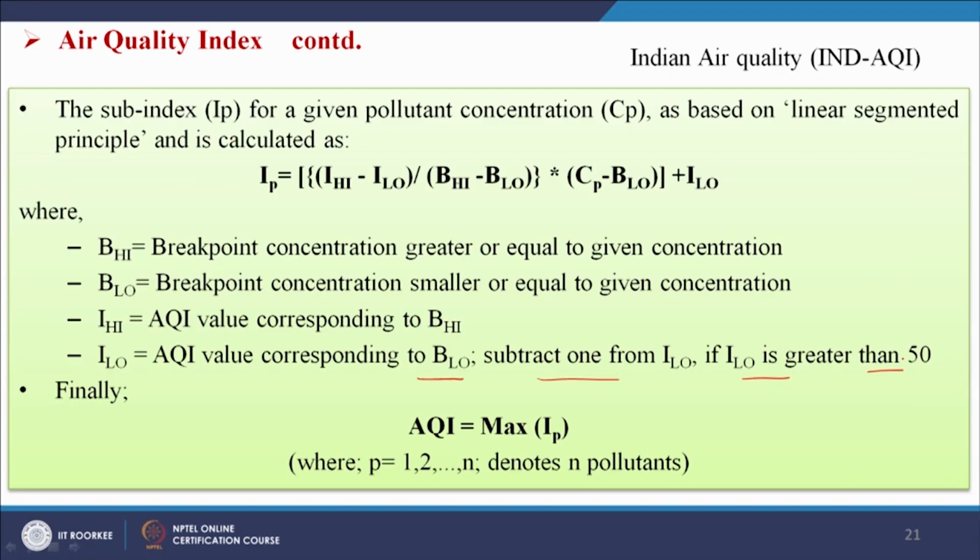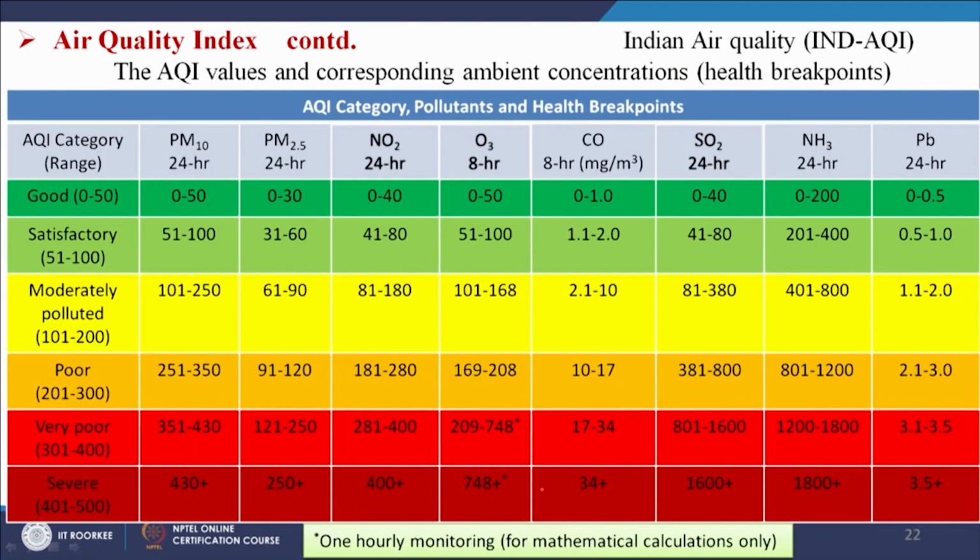Okay. Then finally, AQI will be the maximum of the sub-indices. So, this is the method for the calculation of Indian AQI, and here we see the breakpoint concentration for different pollutants, 8 pollutants as mentioned here, and then the AQI category, that is good, satisfactory, moderately polluted, poor, very poor and severe. So, this is for the concentration of different pollutants.